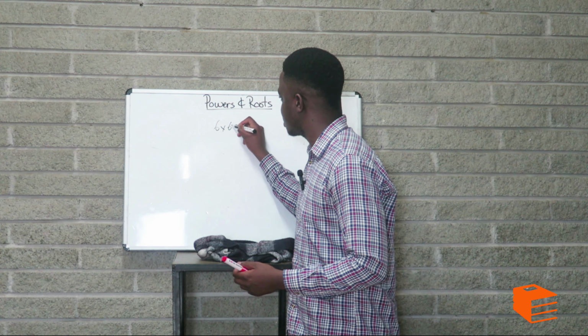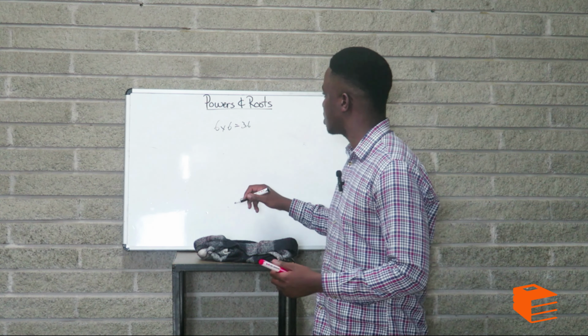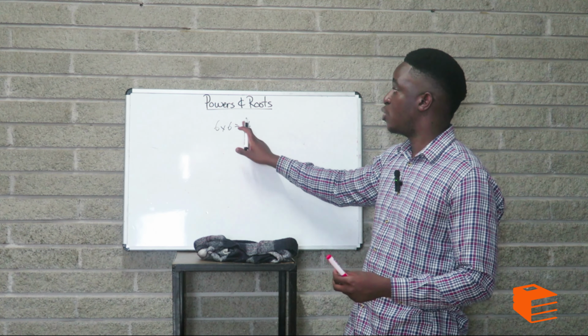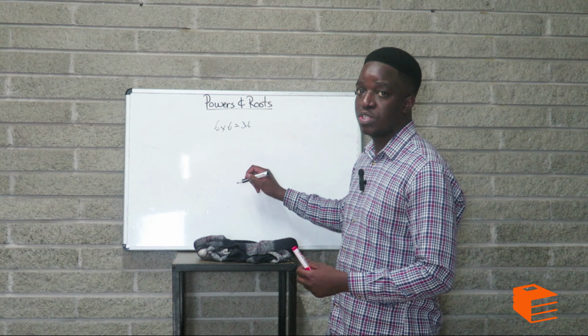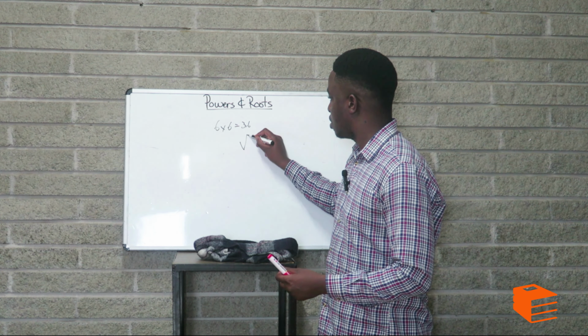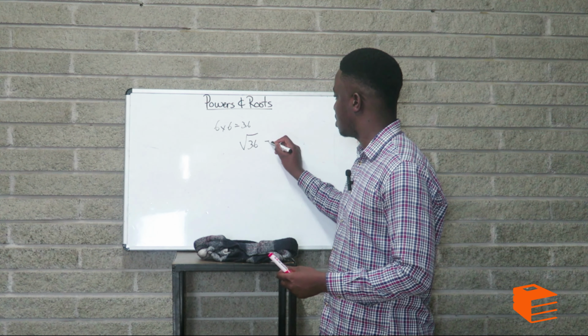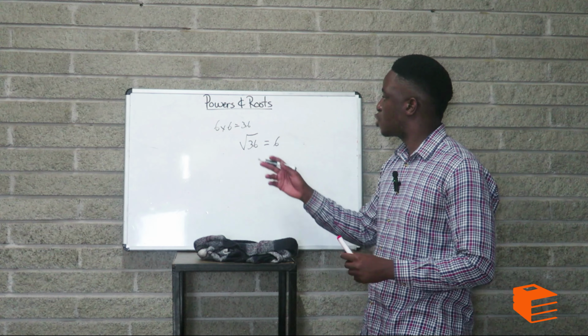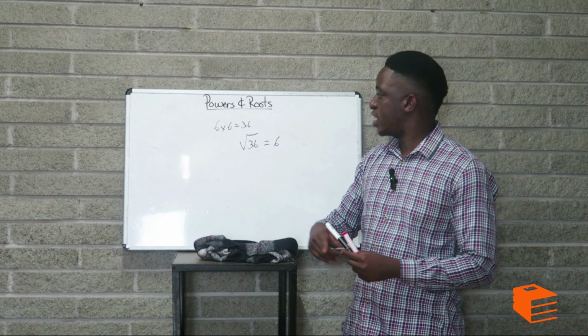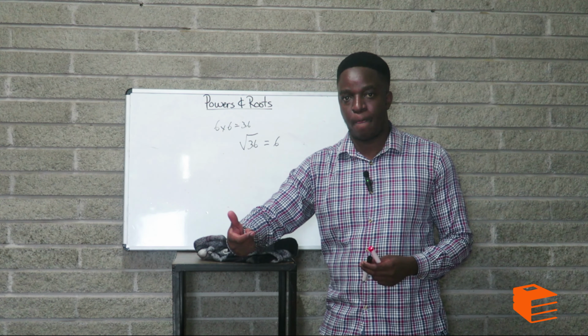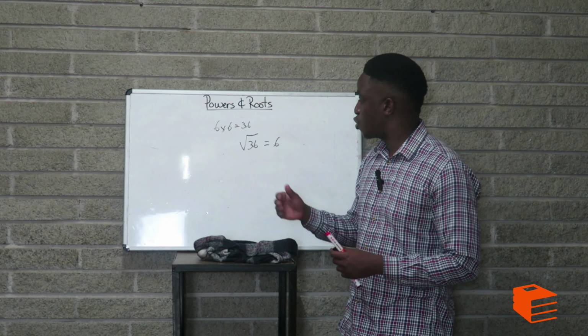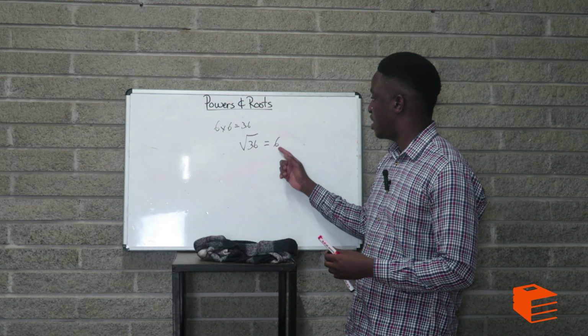When we're talking about roots now, same thing. 6 times 6 equals 36. Now, if I'm doing the reverse, that's why I use the root. The square root of 36 equals 6, because square root just means what am I squaring to get this answer. So what am I squaring to get 36? It's 6.